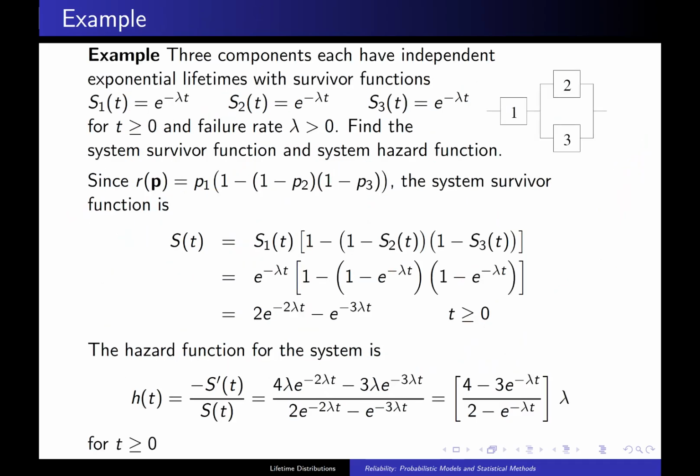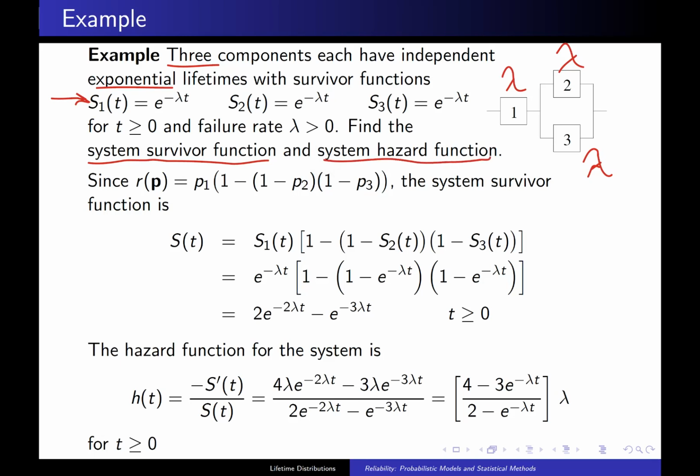Here is one last, more complicated example. Let's say we have a 3-component system. They have independent exponential lifetimes, and in fact all 3 of the components have identical survivor functions. All of them are e to the minus lambda t, so those are exponentially distributed. So component 1 has failure rate lambda, component 2 has failure rate lambda, and component 3 has failure rate lambda. What we would like to do is find two things. The first is the system survivor function, and the second is the system hazard function.